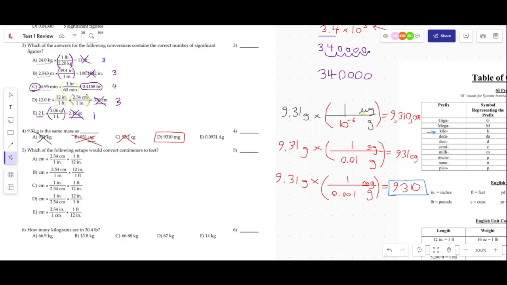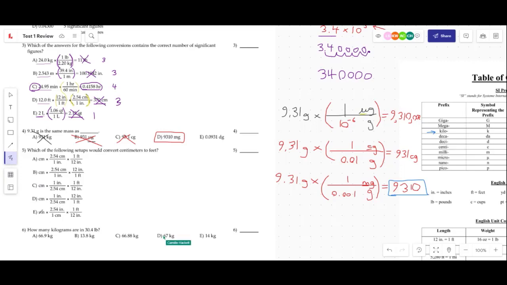So let's go ahead and take a look at number 5. It says, which of the following setups would convert centimeters to feet? Linda says E. Absolutely. That is correct. So the key thing with conversion factors is to follow the units. If you follow the units, you're going to be safe.